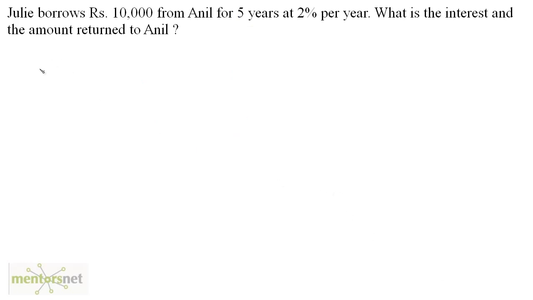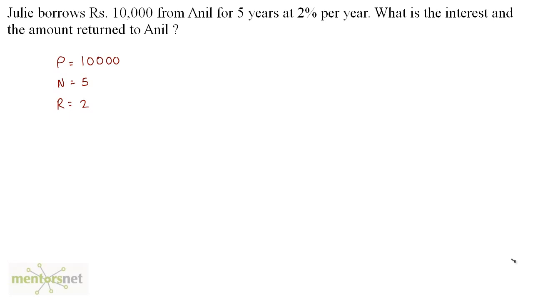So the question is, Julie borrows 10,000 rupees from Anil for 5 years at the rate of 2% per year. What is the interest and the amount returned to Anil? Well, Julie borrows rupees 10,000 from Anil. So the amount borrowed is actually the principal amount, and therefore P is equal to 10,000. And we have been given the time for which this amount is used by Julie, that is 5 years. So we have N is equal to 5, and we have been given the rate at which the interest will be calculated per year. So R is equal to 2%, that's 2.